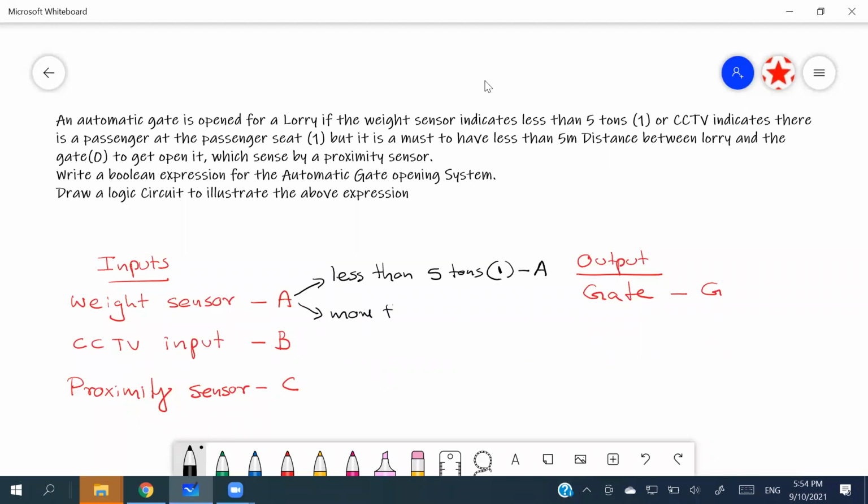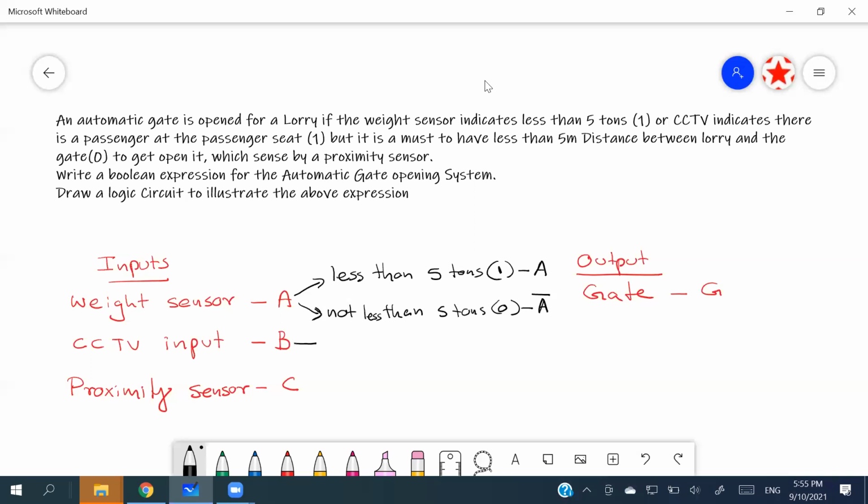Now more than 5 tons means... it's better you say not less than 5 tons, otherwise equal to 5 tons will not be reflected over here. If you say more than 5 tons, it indicates something bigger than 5. Less than 5 tons indicates something less than 5. So more than 5 tons will not include equal to 5 tons. So it's better you say not less than 5 tons. That should be indicated by a 0. So that means we can indicate it by A bar, right? The two states that we talked about.